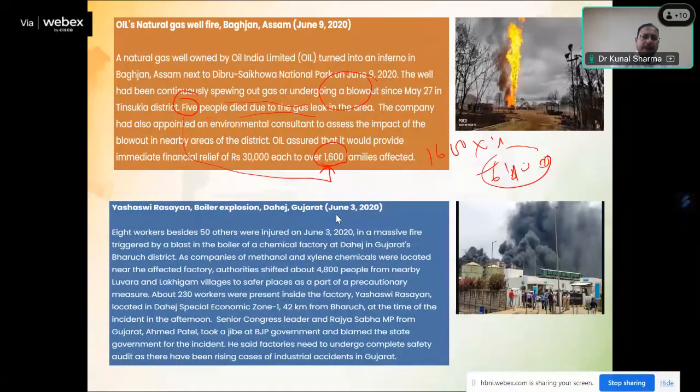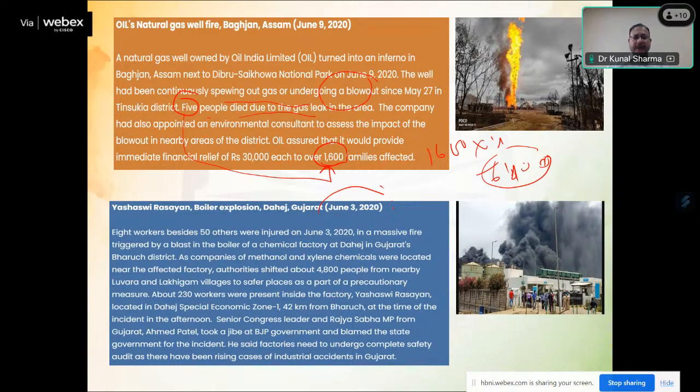It took place on January 3, 2020. Eight workers, besides 50 others, were injured in a massive fire triggered by a blast of the boiler of a chemical factory in Dahej. See, what I want to tell you from this particular study is that yes, the boiler of a chemical factory exploded, but the explosion hazard does not impact the community very much; the chemical inside the boiler is the big thing. So again, it's a chemical factory. There is a boiler in Gujarat, and what happened? The complete system got impacted. Authorities shifted about 4,800 people from nearby villages to safer places.